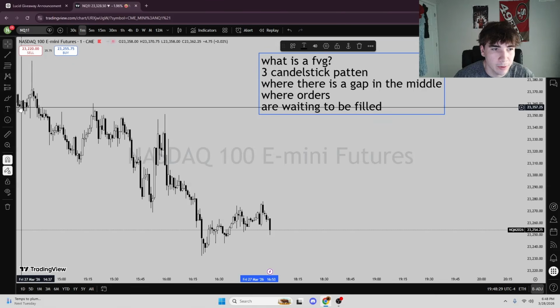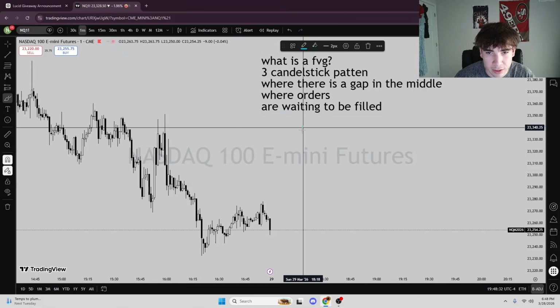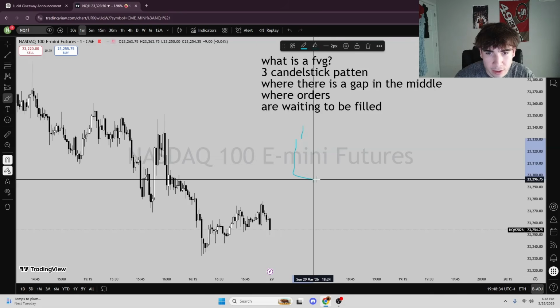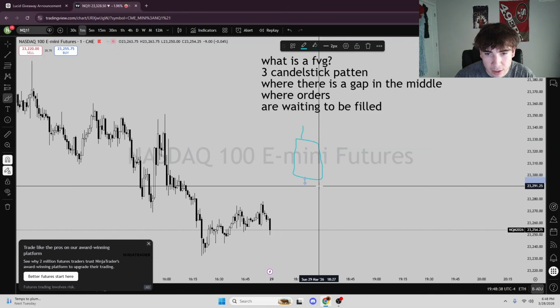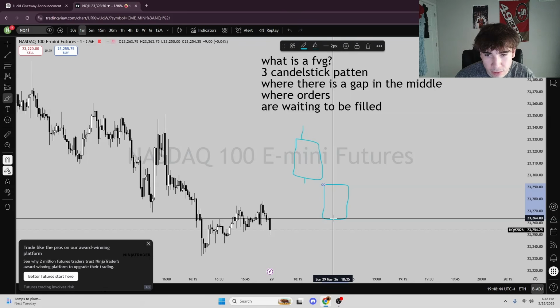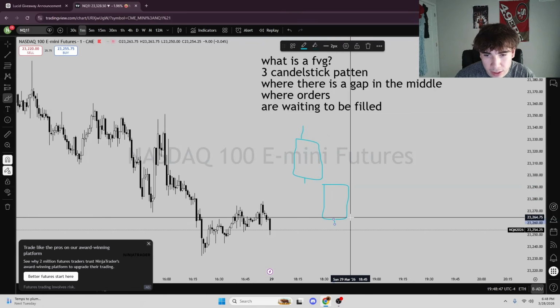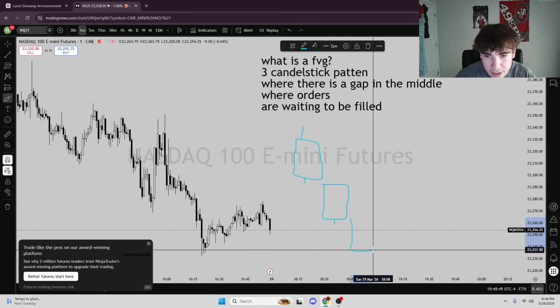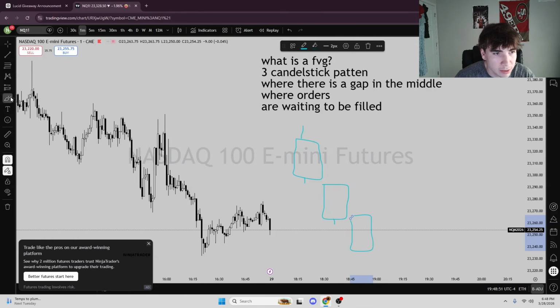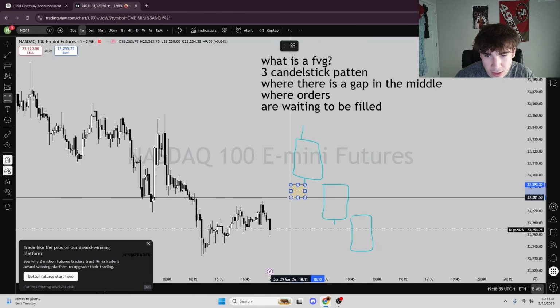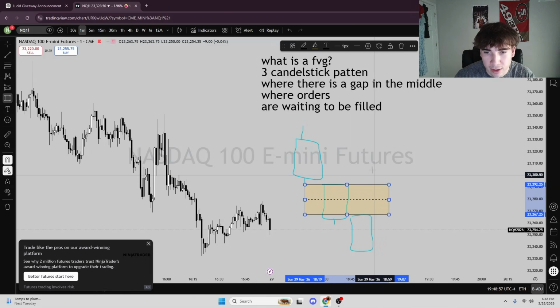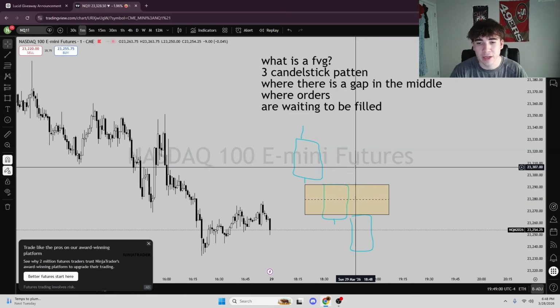I'll show you an example on the screen, but I'll draw it first. Say here's one candlestick. This is the first candlestick in the pattern. There's its bottom wick. And then let's say this is the next candlestick that opens up right here. There's no wick. Say there's a little wick on here. And then the third candlestick opens up right here, right next to it, and there's no wick. This little space between this bottom wick and the top wick right here is the space where orders are waiting to be filled.